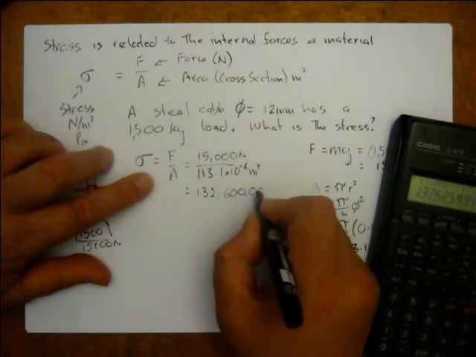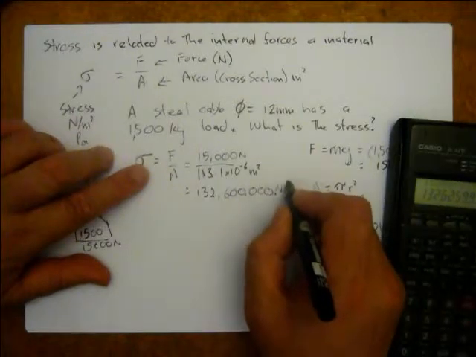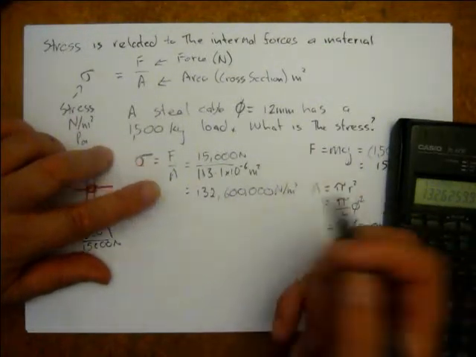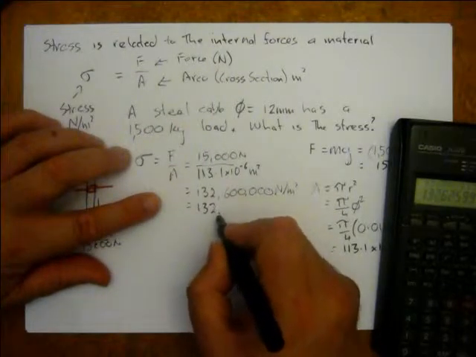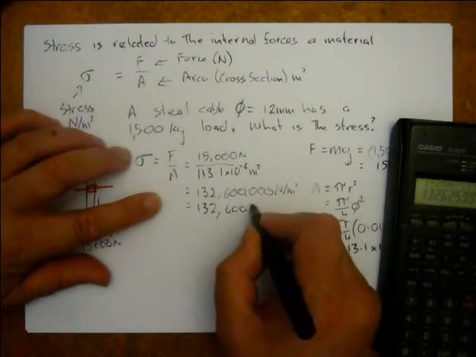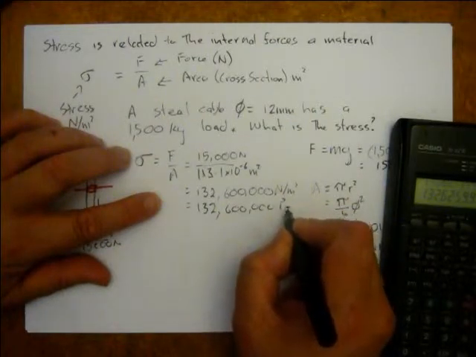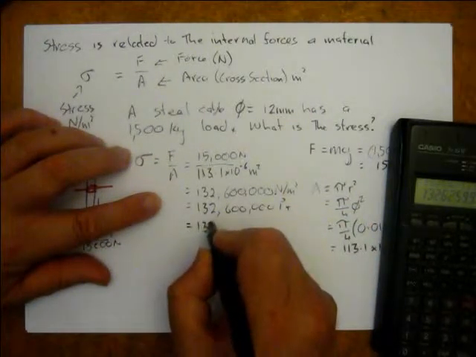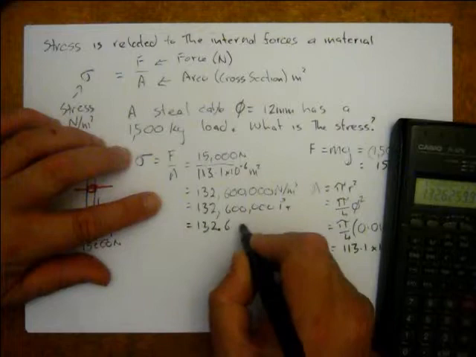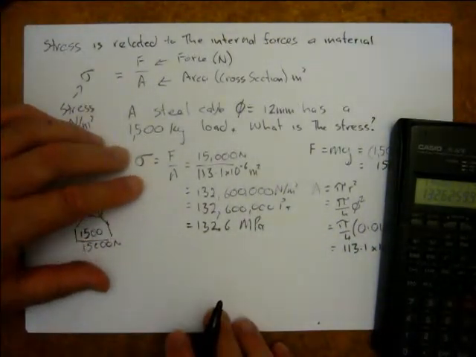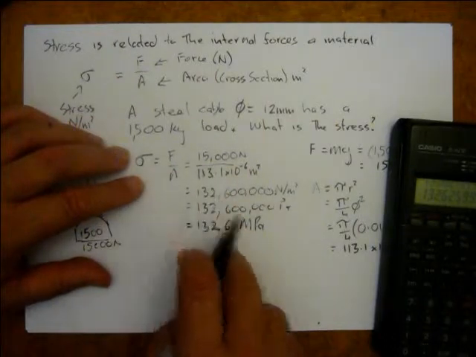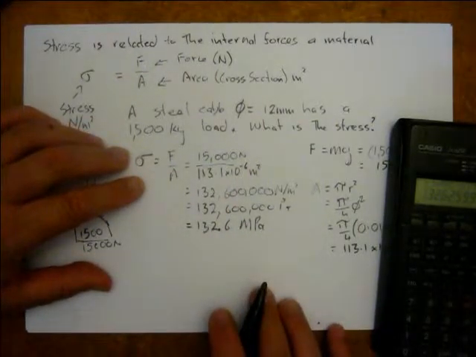132,600,000 newtons per square metre, which we can write as 132,600,000 pascals, or as 132.6 megapascals. So often in engineering you will see these figures given in megapascals, gigapascals, etc.